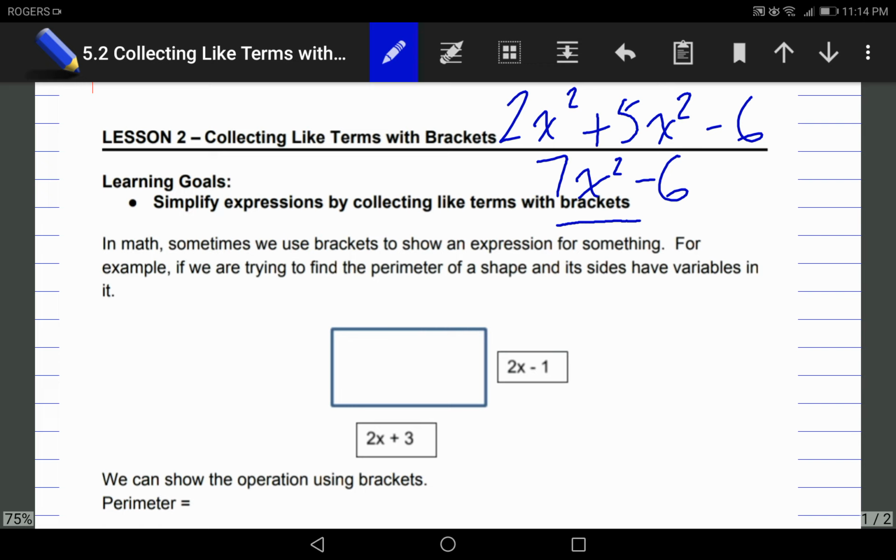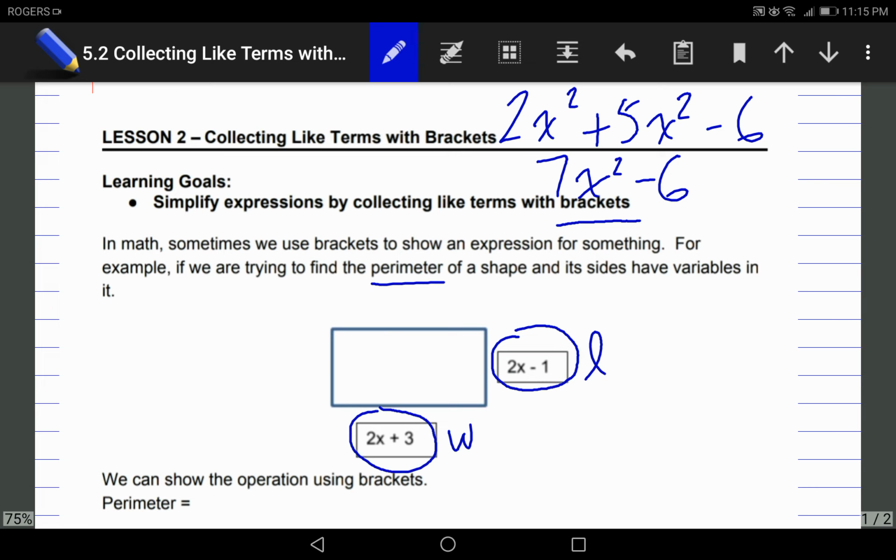Okay, so let's take a look at a situation. And here it is. It says, in math, sometimes we use brackets to show an expression for something. For example, if we are trying to find the perimeter of a shape and its sides have variables in it. Let's say this were our width and this were our length. Our length expression was 2x minus 1, so 2 times a number minus 1. And our expression for the width was 2 times a number plus 3.